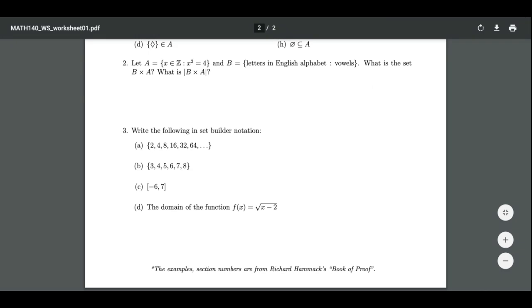Do 2 first. Let's do 2 first. Because 2, we have to find B cross A. So 2, we have to find a set of A. Set of A, we have 2 members, 2 elements. Set of B, we have 5 elements. And then we have to find out B cross A, Cartesian product. And then we have to count how many elements in B cross A.